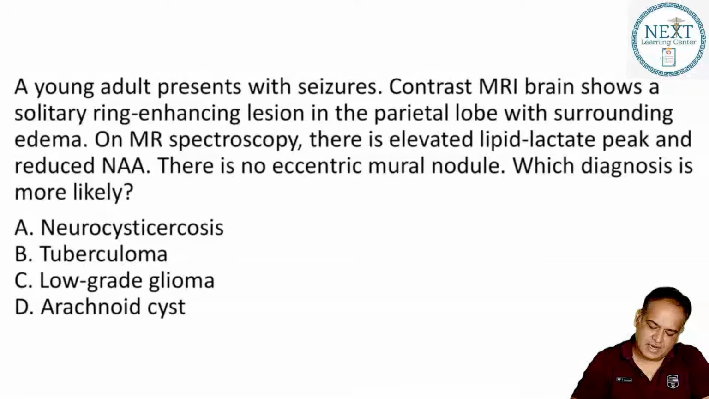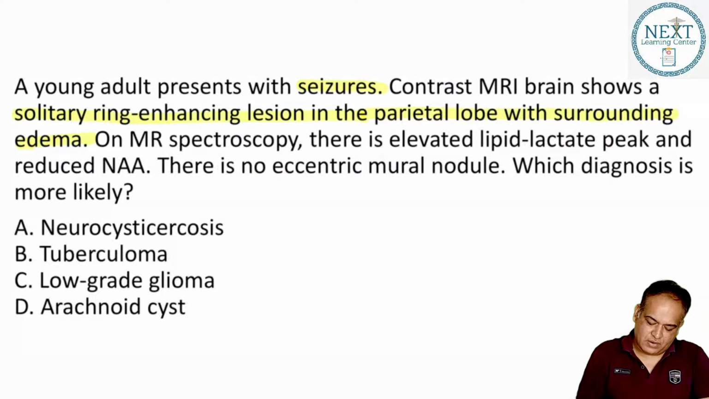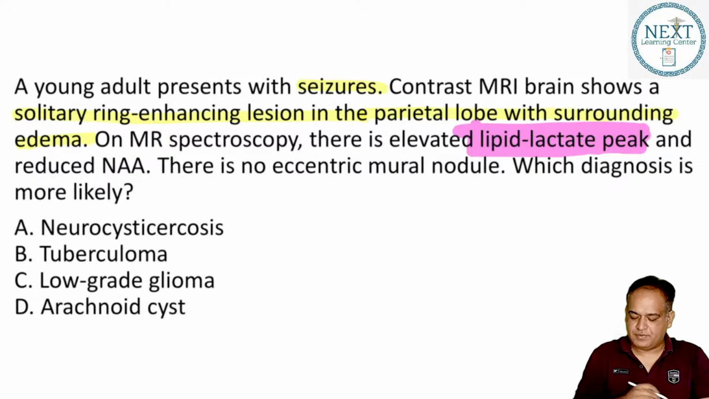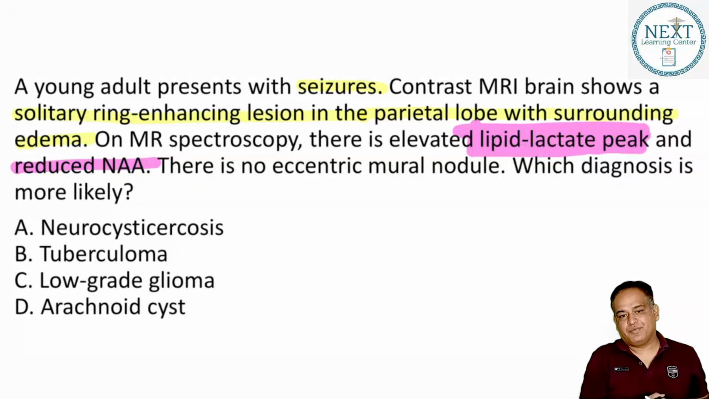A young adult presents with seizures. Contrast MRI shows solitary ring enhancing lesion in the parietal lobe with surrounding edema. Okay. On MR spectroscopy, there is elevated lipid. This is the clue. And here you will be able to answer. Elevated lipid peak and reduced NAA. There is no eccentric mural nodule. Which diagnosis is more likely?